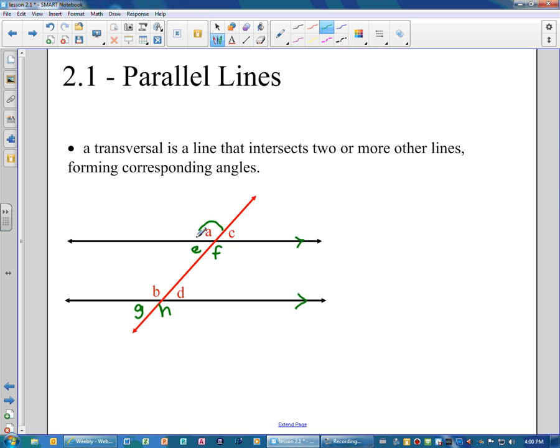So we can say that angle A corresponds to angle B. Okay, so we would say angle A equals angle B because they are corresponding. We could also say that C corresponds to D. And because of that, they're exactly equal. Okay, so that's what corresponding angles are. We could also say that E is exactly the same as G. We could say that F is exactly the same as H. Or we could say F corresponds with H, E corresponds with G.